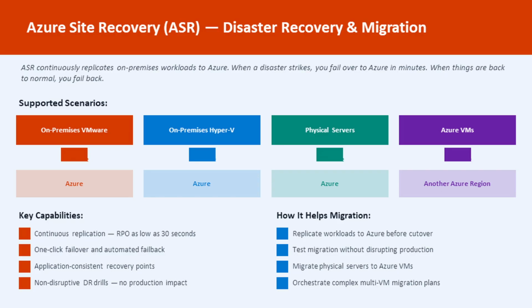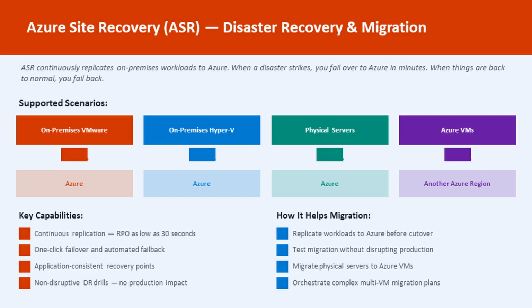ASR supports 4 primary replication scenarios. First, on-premises VMware virtual machines replicating to Azure. This is one of the most common enterprise scenarios. Organizations running VMware vSphere on-premises can replicate those VMs directly to Azure and fail over during outages. Second, on-premises Hyper-V virtual machines replicating to Azure. Microsoft's own hypervisor platform is fully supported, whether the VMs are managed by System Center Virtual Machine Manager or not.